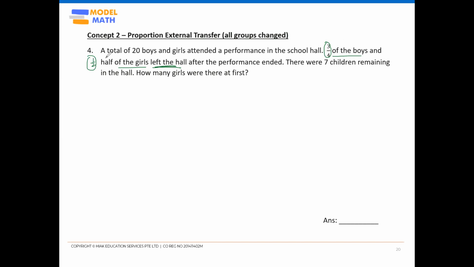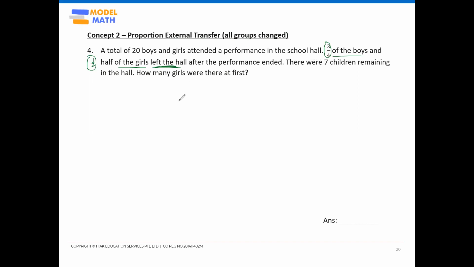So when the change involves fractions, we call this proportion transfer. The concept name is called proportion transfer because it involves a fraction, or if it involves percentage change, those are also proportion transfer. Now, the beginning information, they gave us a total of 20 children. And in the end, they gave us a total of 7 children.